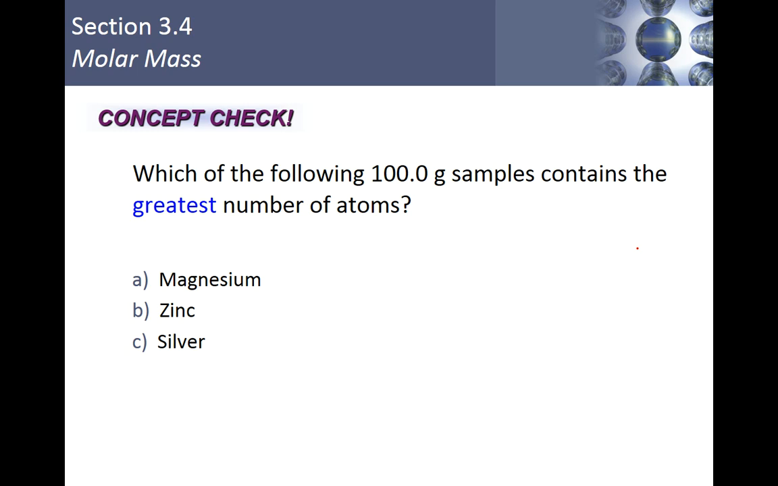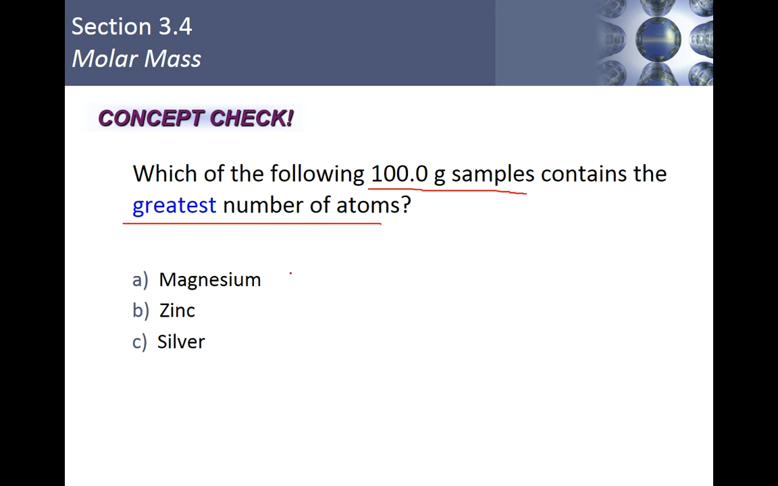All right, moving to the next concept check. It says, which of the following 100-gram samples contains the greatest number of atoms? The first thing I'm seeing is that all of them have the same amount, 100 grams of each. So it wants to know how many atoms each one has. But because we have the same amount to start, we actually get to save a step.